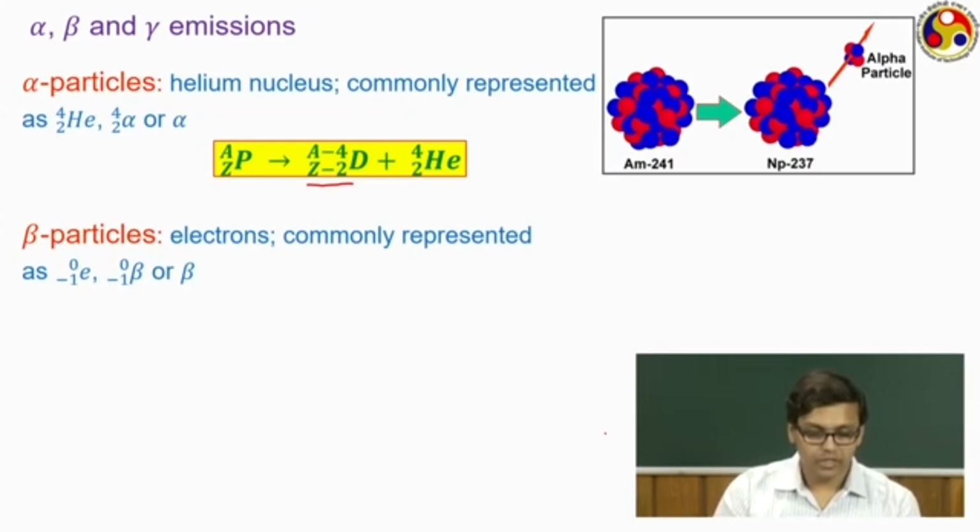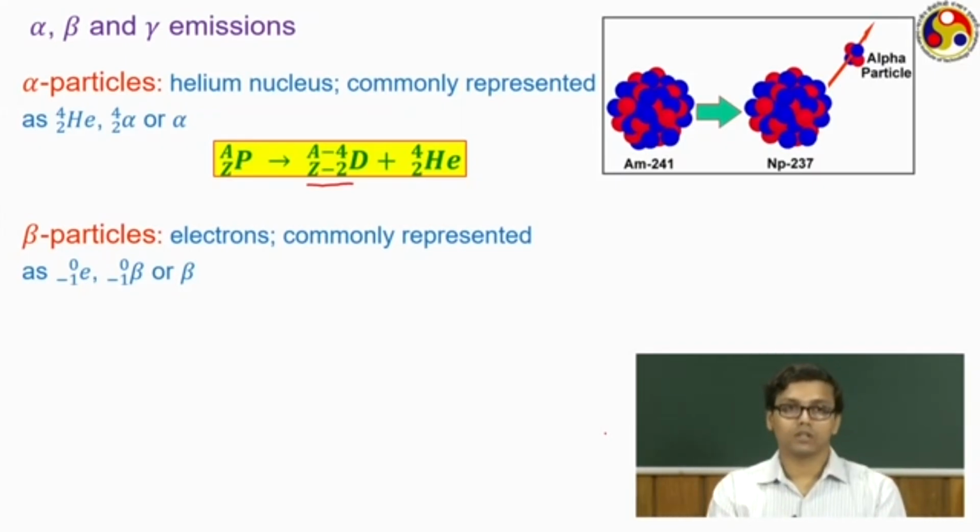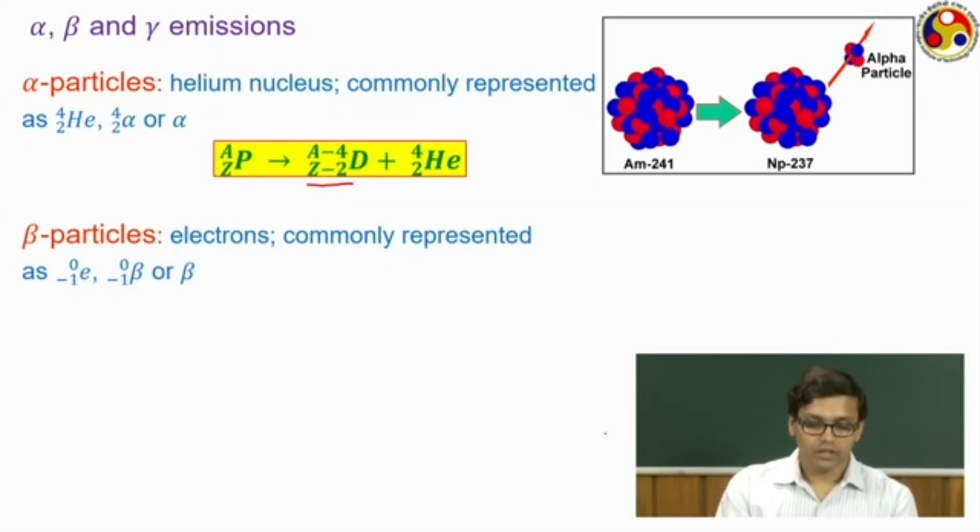The second is the beta particle. Beta particles are much lighter elements, they are basically electrons. Electrons we already know from the atomic structure, beta particles are the same and they are commonly represented just by the symbol of electron, whether it is -1 E 0 or -1 beta 0 or just beta.